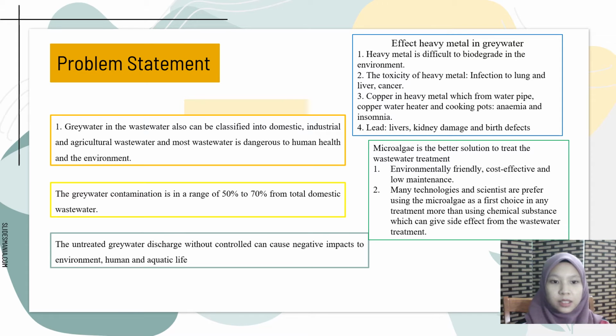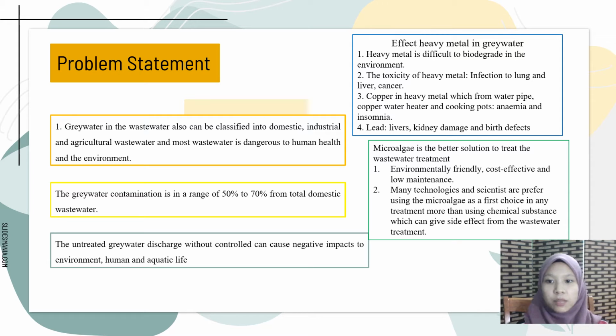Problem statement: groundwater in the wastewater also can be classified into domestic, industrial, and agricultural wastewater, and most wastewater is dangerous to human health and environment. From the total domestic wastewater, the groundwater production are the highest ones, which in range 50% to 70%. The untreated groundwater discharge without control can cause negative impact to environment, human and aquatic life.